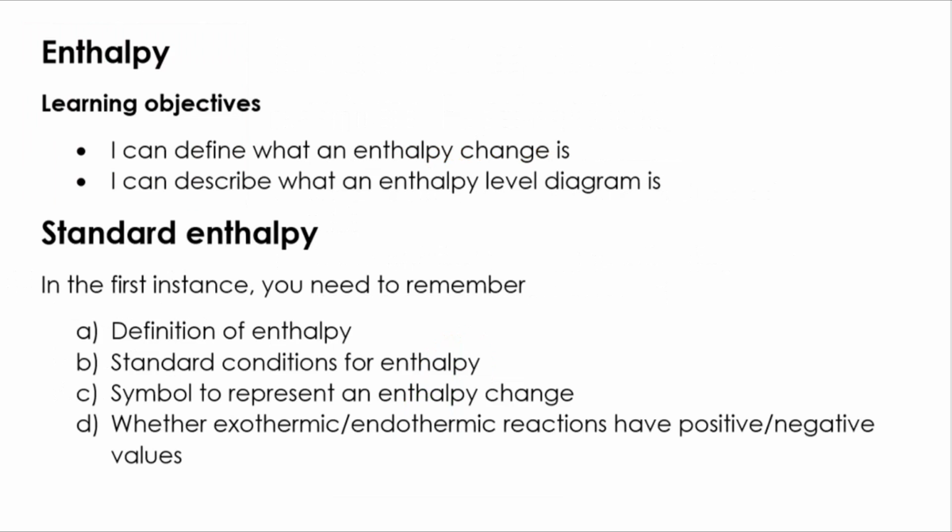Now we're going to move on to consider enthalpy. And we've got more learning objectives here, knowing what an enthalpy change is and describing what an enthalpy level diagram is. So we're going to build slightly on the energy profiles that we've done. And in the first instance, you are simply going to have to remember what the definition of enthalpy is, what the standard conditions are. I would like a symbol to represent an enthalpy change, and I would like to know whether exo or endothermic reactions have positive or negative values.